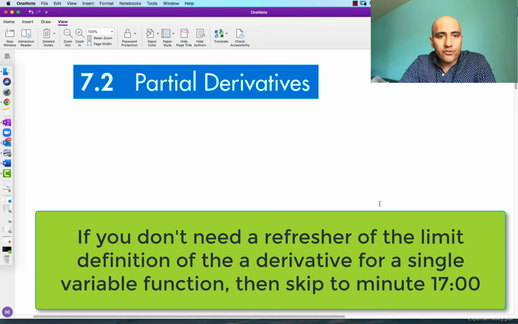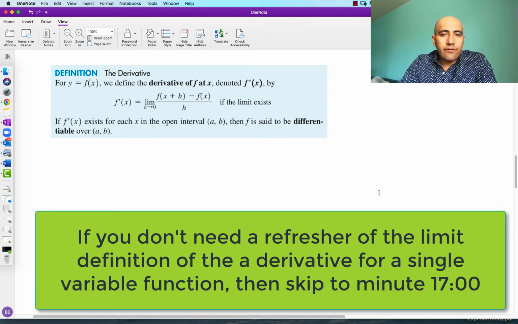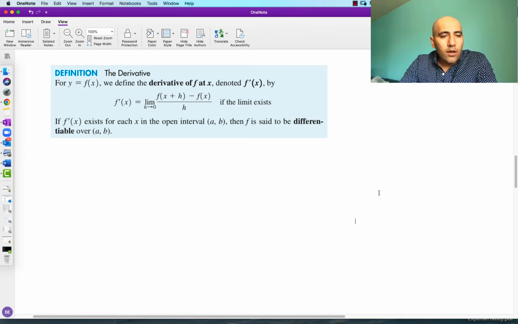Here is our definition of a derivative back from Chapter 2. If y equals f of x is a given function, we define the derivative of f at x, denoted by f prime of x, as f prime of x equals the limit as h goes to 0 of f of x plus h minus f of x, all over h, if the limit exists. If f prime of x exists for each x in an open interval from a to b, then f is said to be differentiable over the set a to b. So here's our formal definition from Chapter 2.